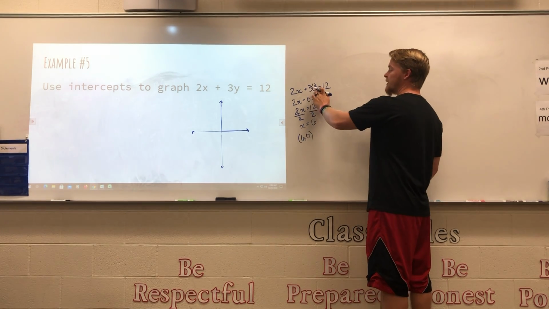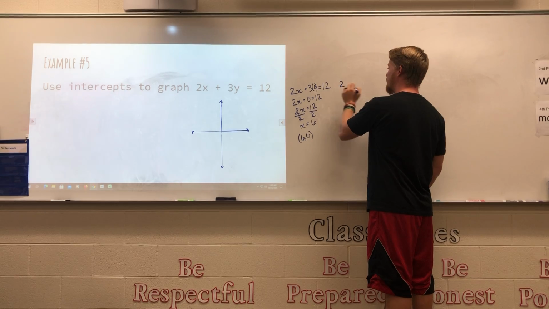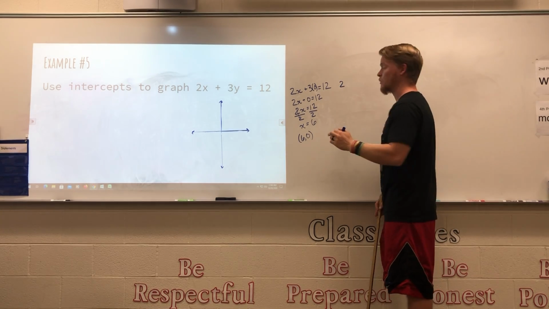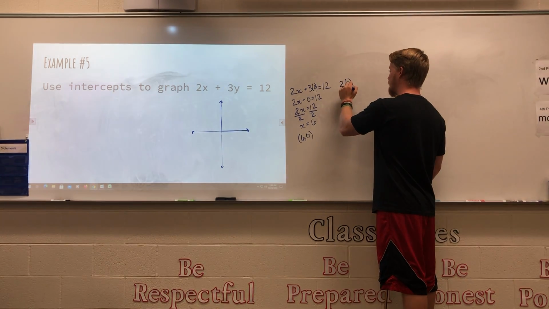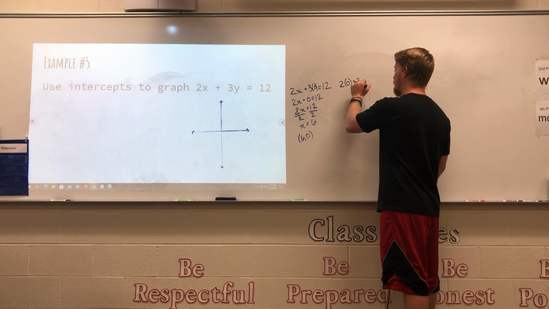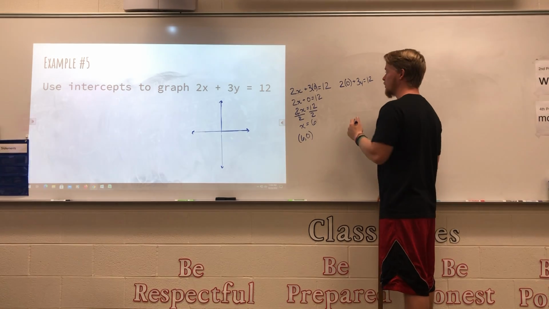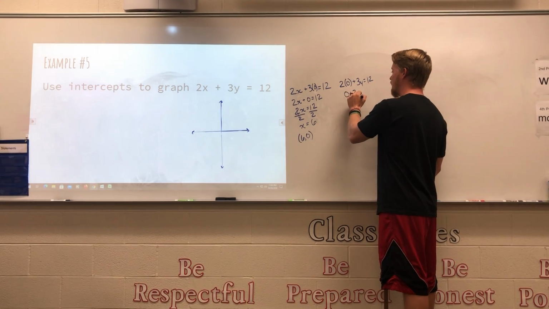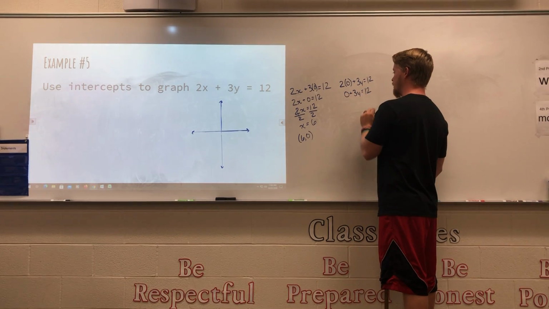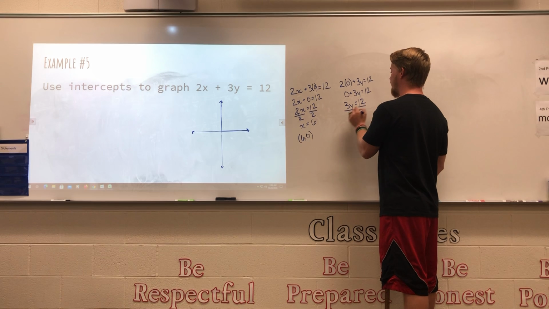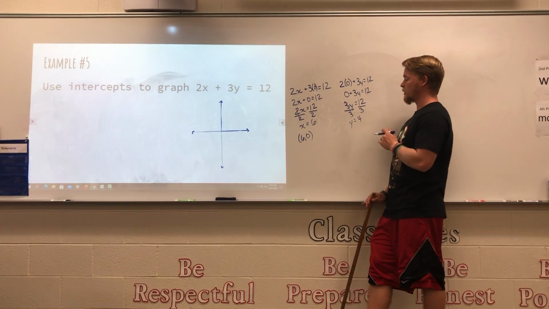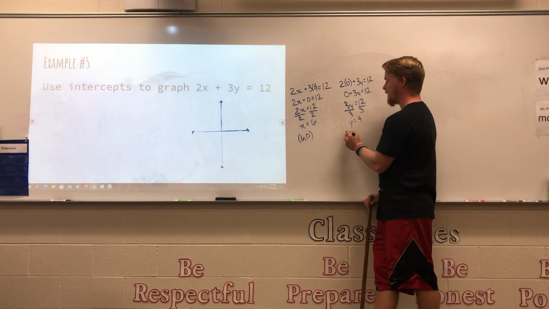But then we try to find the y-intercept, and to find the y-intercept, we replace x with 0. So that would look like this. 2 times 0 is 0, which just goes away. So that would be 0 plus 3y equals 12. 0 goes away. We have 3y equals 12. Simplify by dividing by 3. y equals 4.